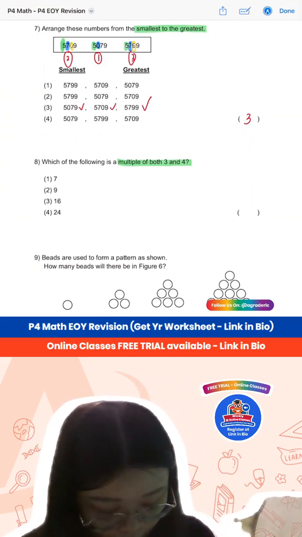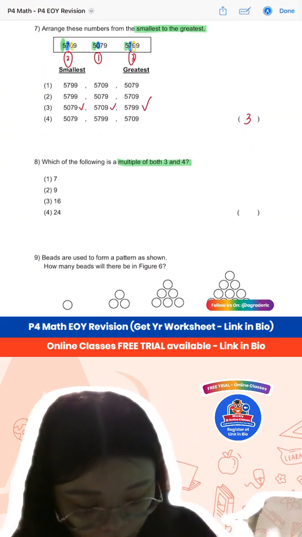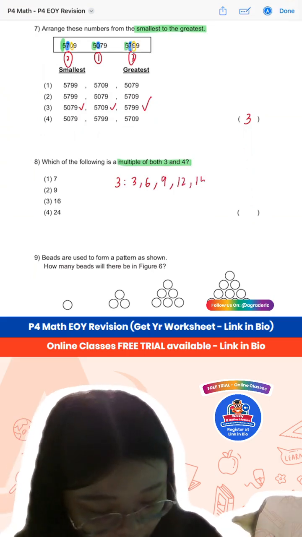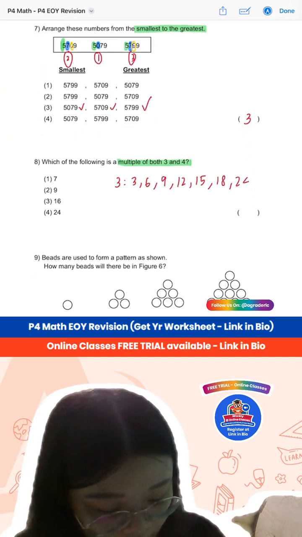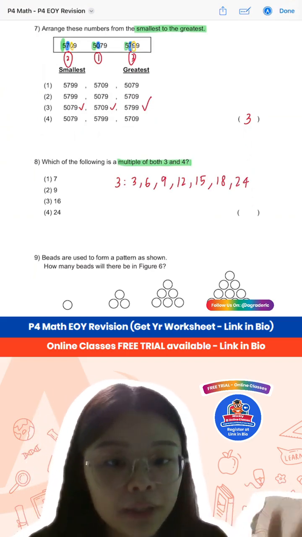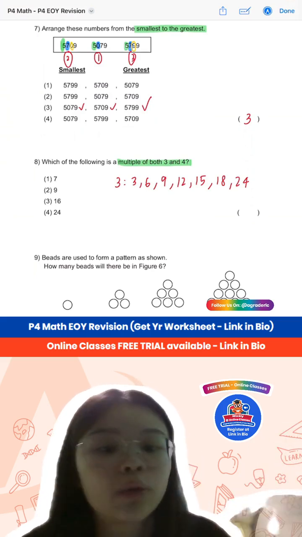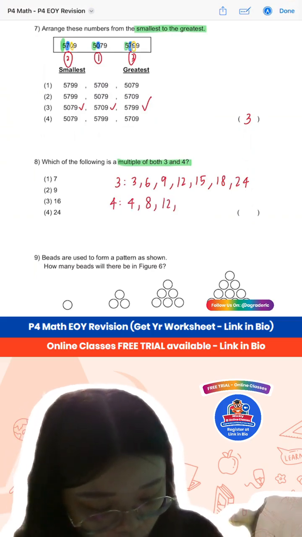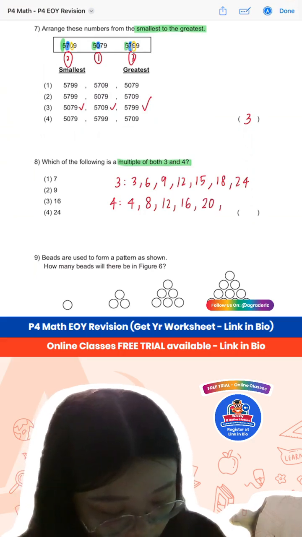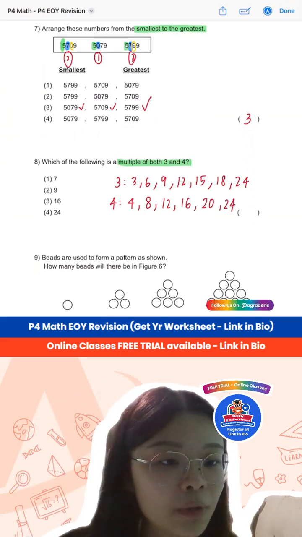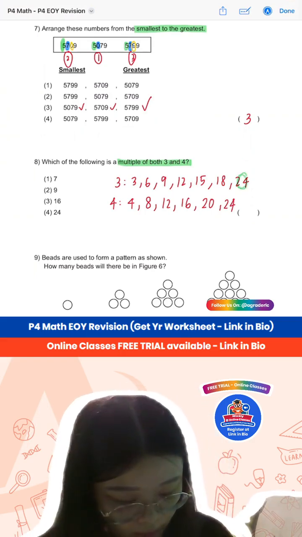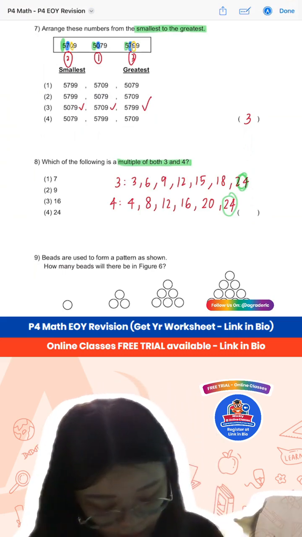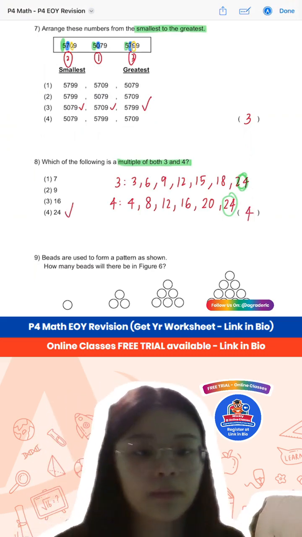Multiple means I want to find the times table basically. So multiples of 3 are 3, 6, 9, 12, 15, 18, up to 24. I stop at 24 because 24 is the largest option. I don't need to go any bigger than that. And now we look at multiples of 4. 4, 8, 12, 16, 20, 24. Most of you got it right. The number 24 is the one that appears in both the times table for 3 and 4. So 24 is the correct answer. Option 4.